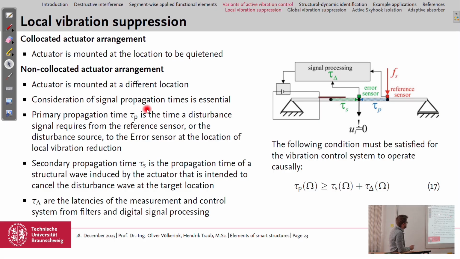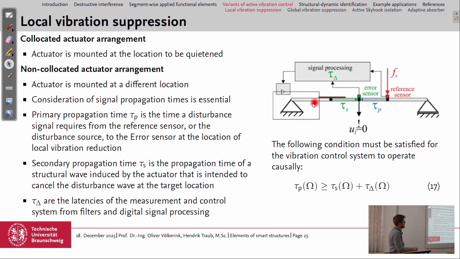And what now our limitation is the signal propagation time. We have different propagation times of the signal or of the vibration. We have the time theta p. This is the time the vibration needs to travel through the structure to this point we are looking at. And we have the time theta s of the secondary path. This is the time our counter vibration needs to travel through the structure from our actuator to our desired point.